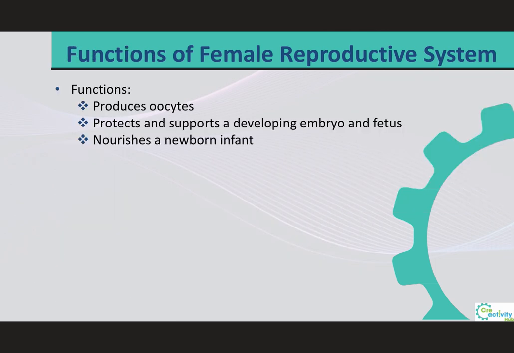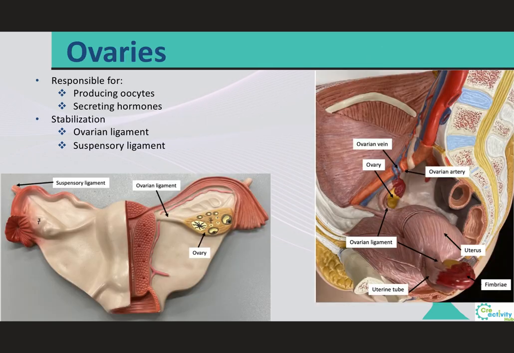With regards to the main functions of the female reproductive system, we have that they will produce the oocyte in the ovaries, which we talked about in the previous slide. They will protect and support the developing embryo and fetus, which is important, and they will also nourish the newborn infant after it's born. Let's get started with the ovaries, which are these small paired organs that are located near the lateral walls of the pelvic cavity.